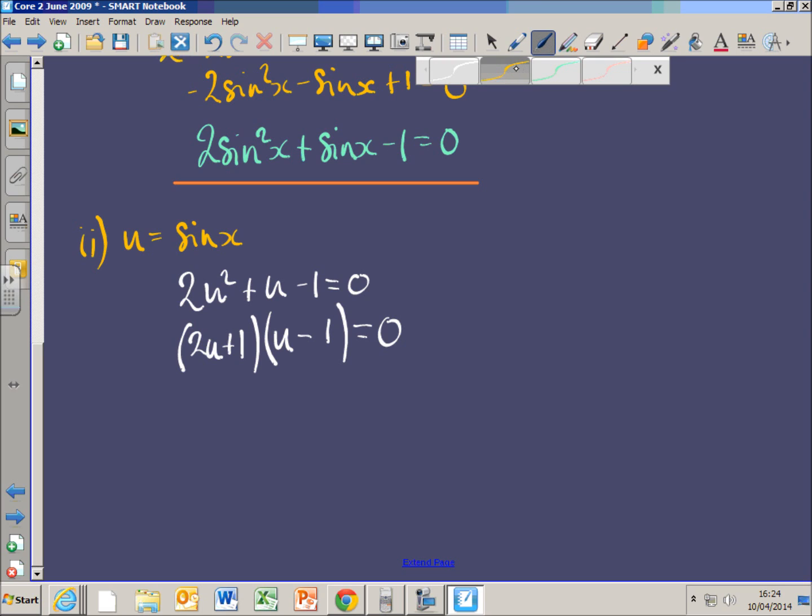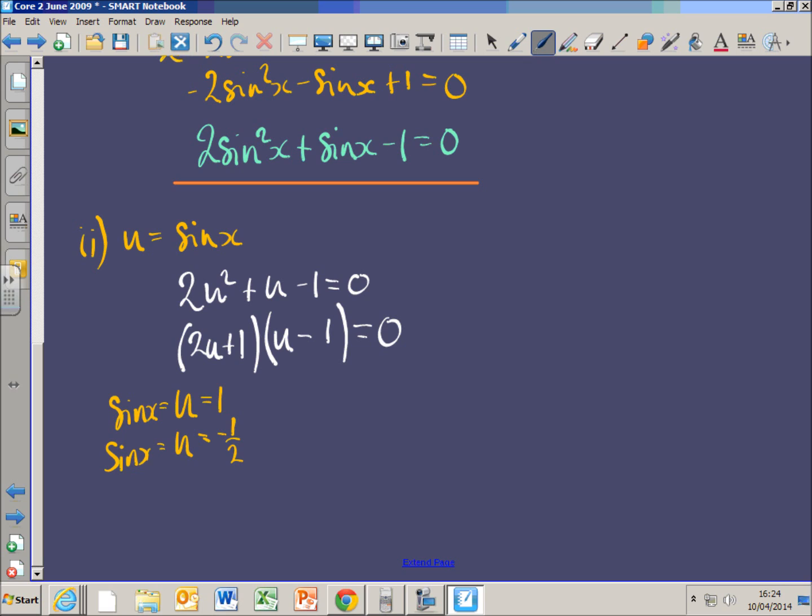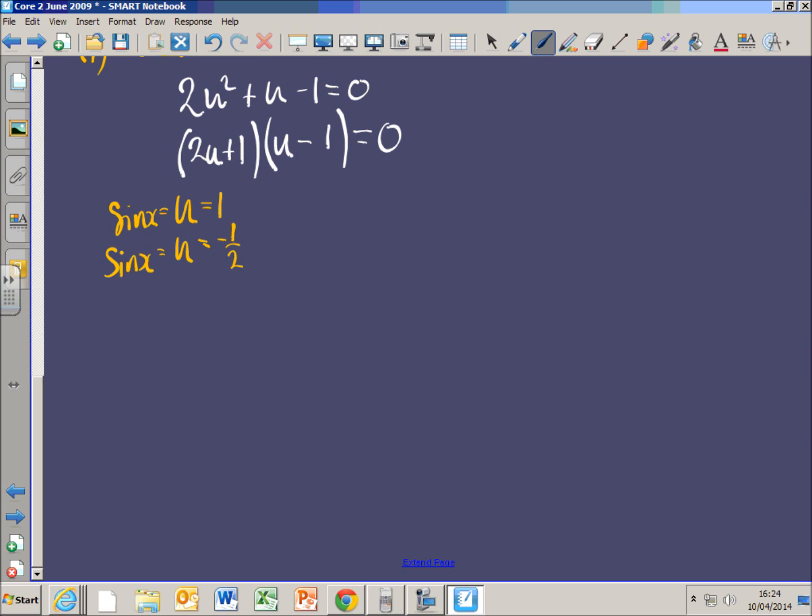And that means that u equals 1 and u equals negative a half. But remember that u was actually sine x. So sine x equals 1, and sine x equals negative a half. And then I've just got to solve these, and I want to find all the solutions of these in the region 0 to 360.